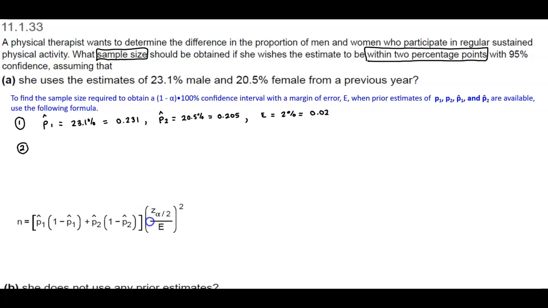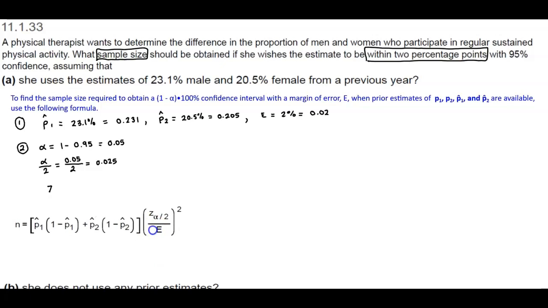So how do we find the critical value? Recall that the critical value is given by the 95%. Alpha is going to equal 1 minus 0.95, which gives us 0.05. Then we take alpha and divide it by 2, so 0.05 divided by 2 gives us 0.025. The critical value that we're looking for is z sub 0.025.